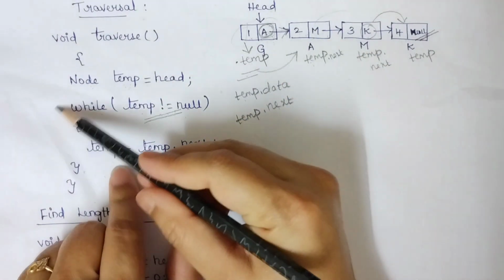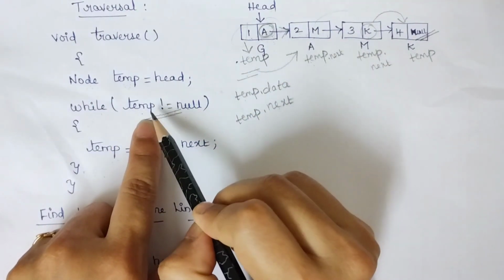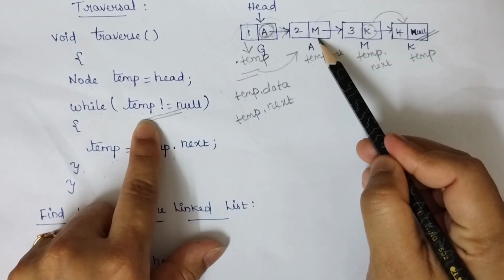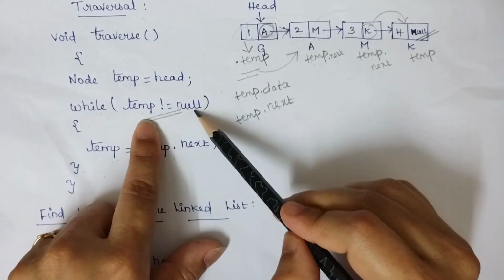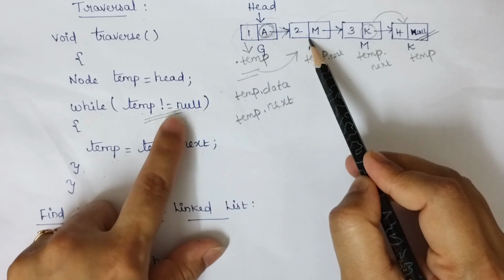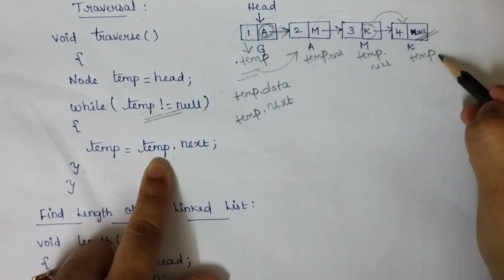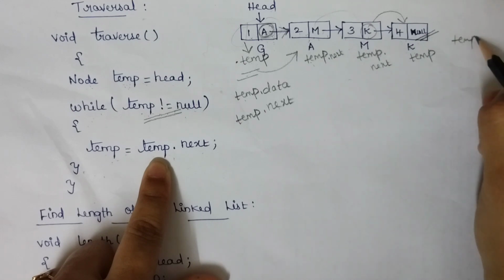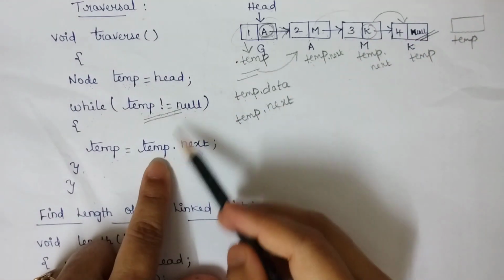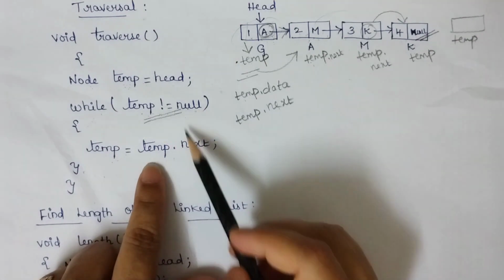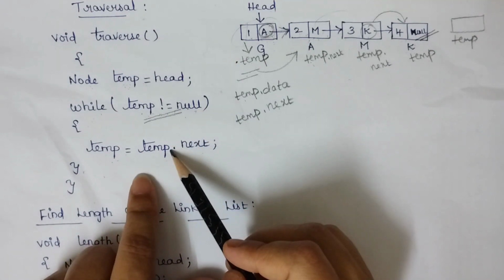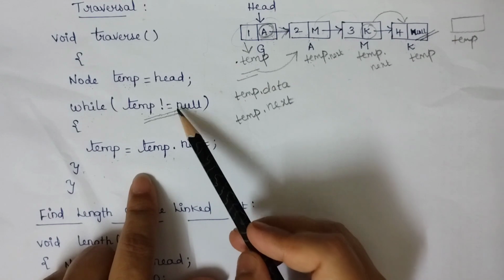Again it goes to this while loop and checks for the condition whether your temp is not equal to null. Temp is not equal to null. The condition is true. If it is true, it will execute the statement. So this will continue until your temp becomes null. So when it reaches here, if your temp reaches here, then this will stop calling this block again, because at that time this condition will become false.